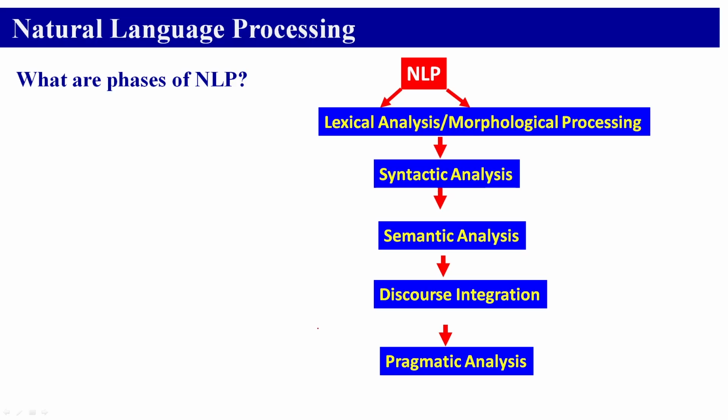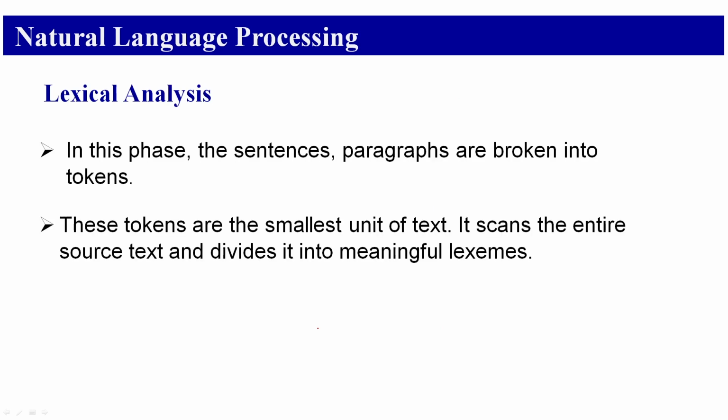Students, welcome back to the second part of lecture number 35. We have been talking about natural language processing, or NLP. I explained what it is, and we are talking about different phases of NLP. As I said, there are 5 different phases of NLP: lexical analysis, syntactic analysis, semantic analysis, discourse integration and pragmatic analysis. We will talk about each of these in detail.